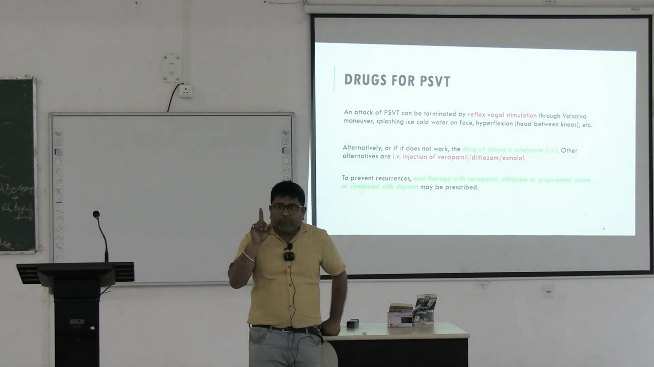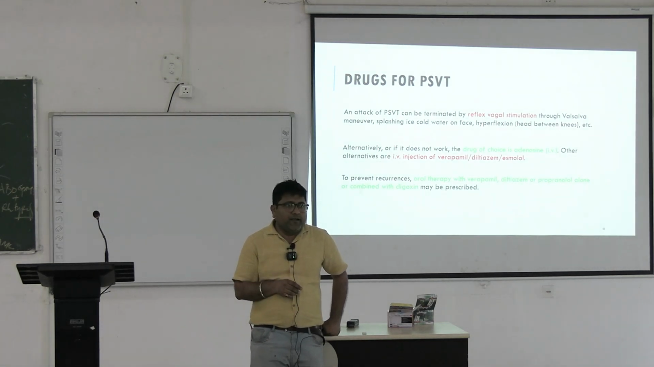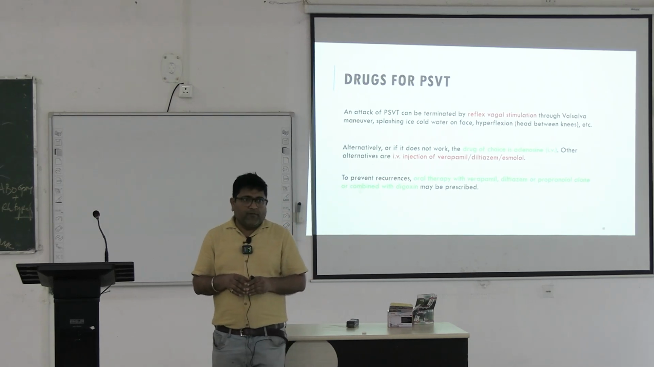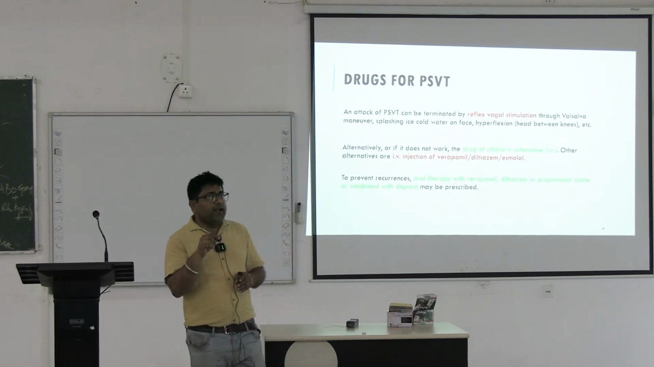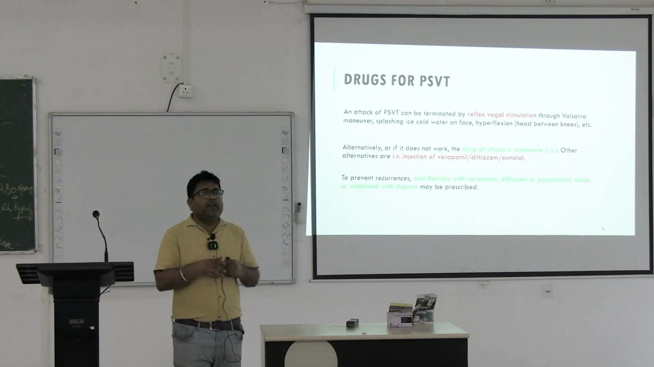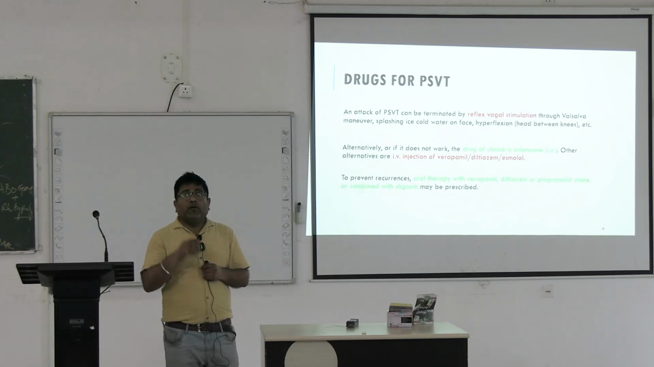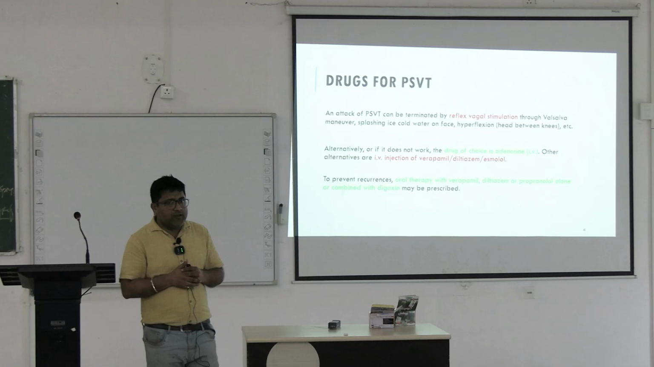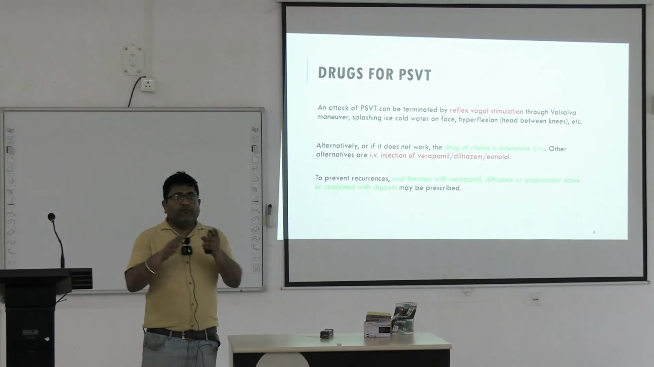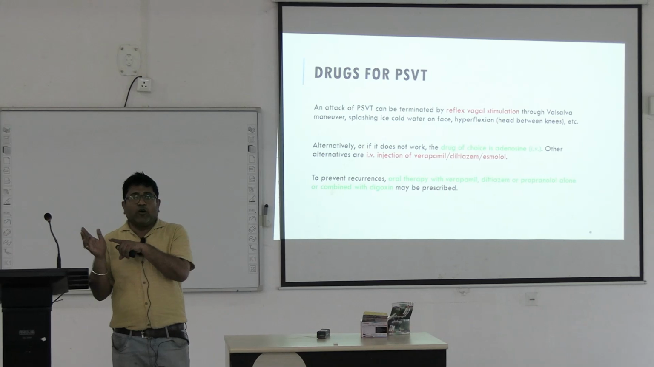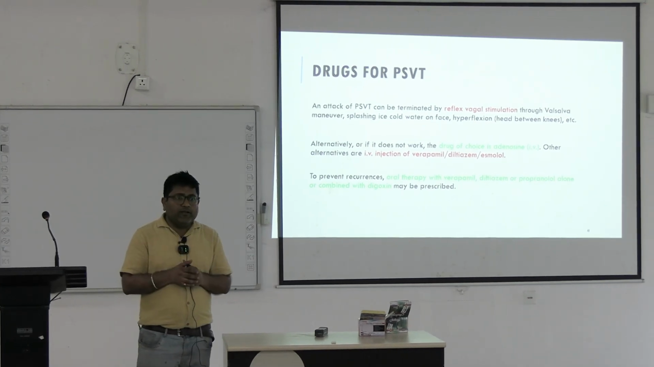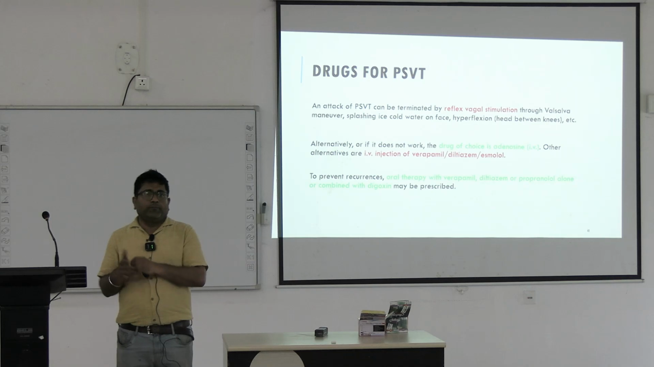In a patient of paroxysmal supraventricular tachycardia, first we try non-pharmacological treatment. Why? We know that increased vagal activity depresses the AV conduction. So we use the Valsalva maneuver and carotid sinus massage. Even with these non-pharmacological measures, if PSVT is not controlled, then we go for pharmacotherapy.